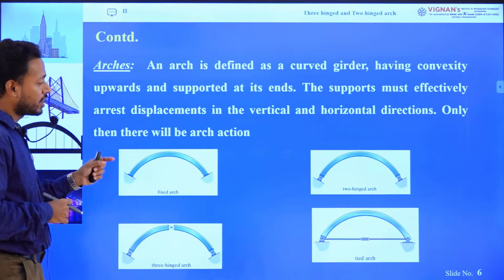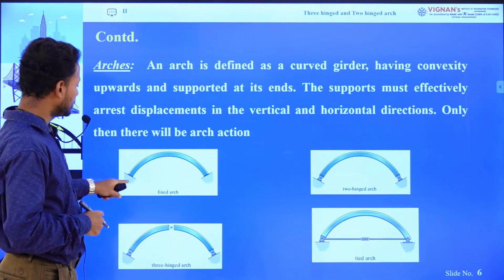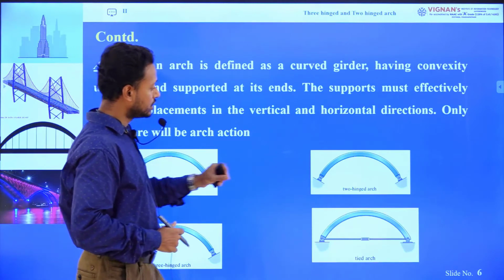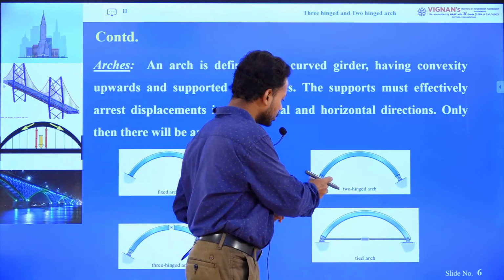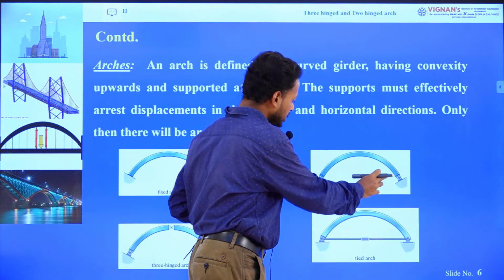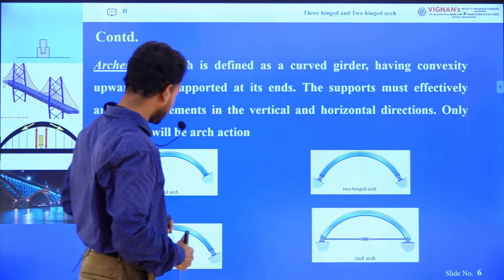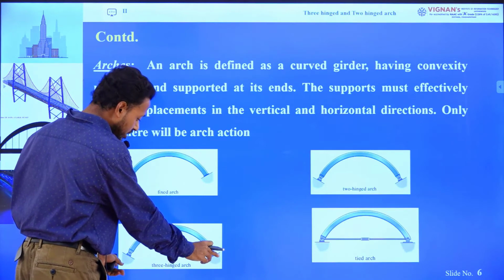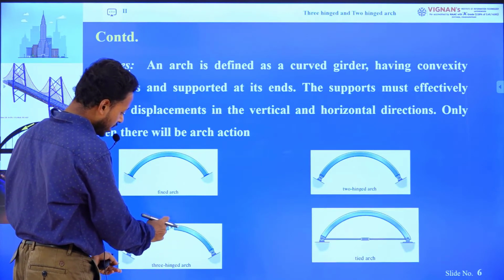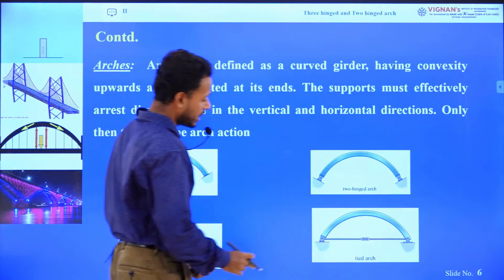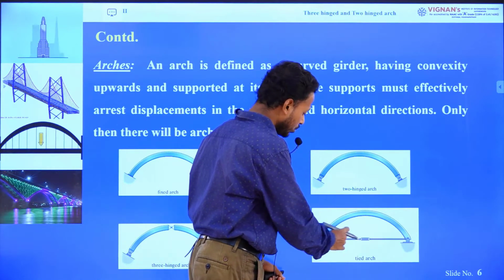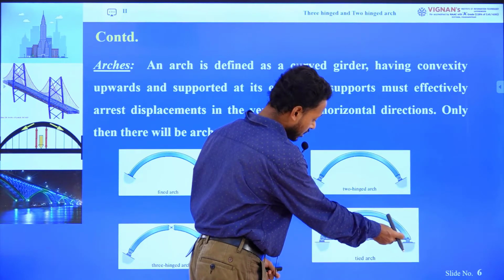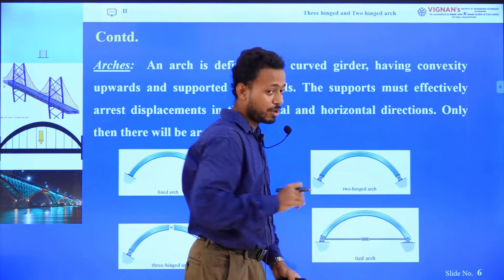So we have different types of arch structure. One is the fixed arch, whose two supports are fixed. Next is the two hinge arch, whose two supports are hinges. Next is the three hinge arch, which has two hinges at the supports and one hinge at the crown. And next is the tied arch, whose two supports are hinge supports and the supports are tied with a tie member.